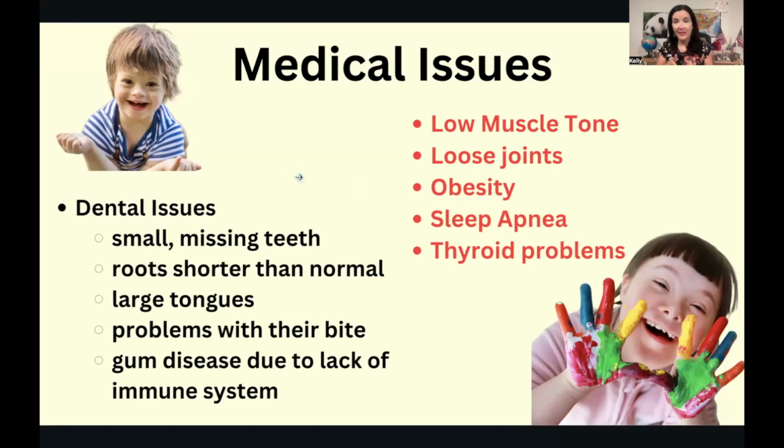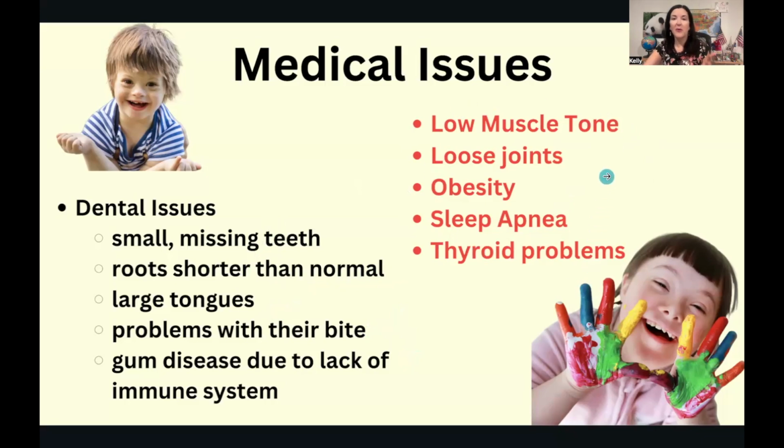Medical issues. Let's start with dental issues. Small and missing teeth, roots shorter than normal, large tongues, problems with their bite, gum disease due to a lack of an immune system. These medical issues go together.